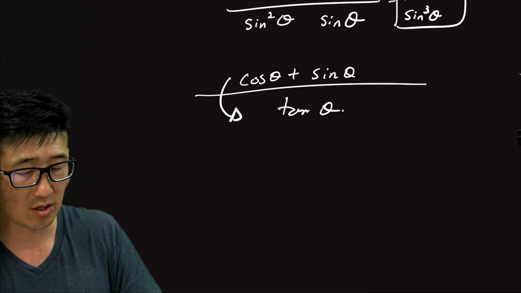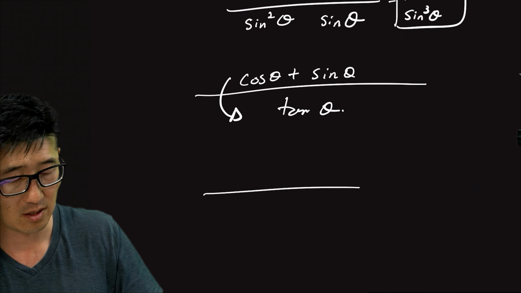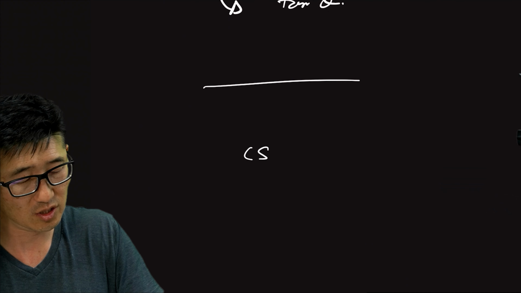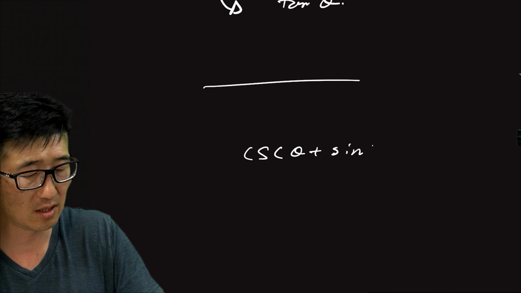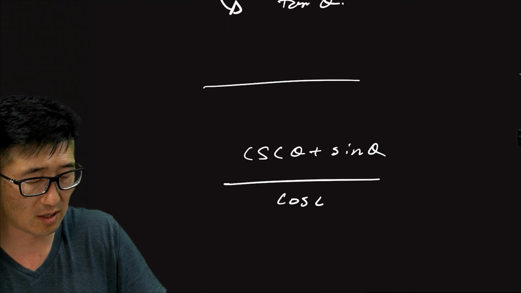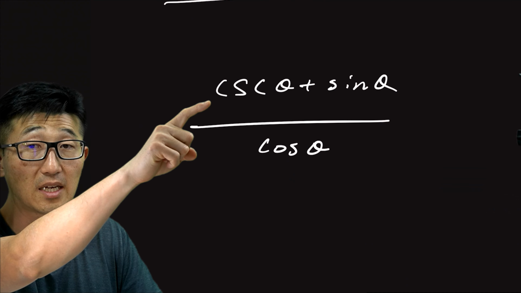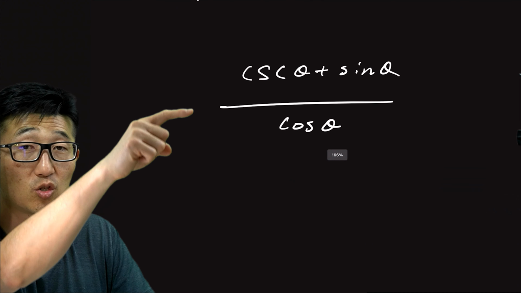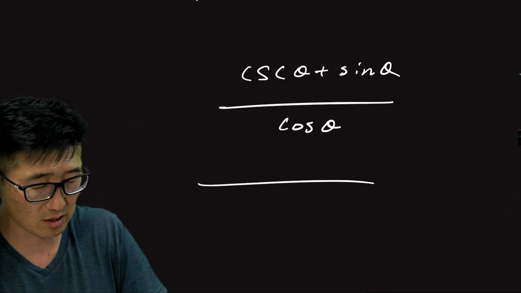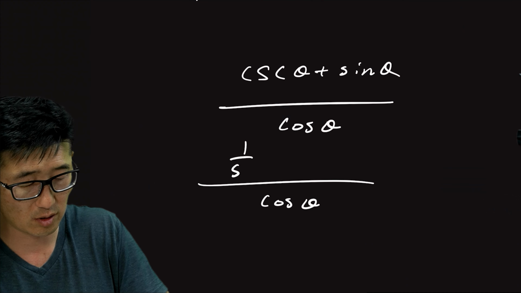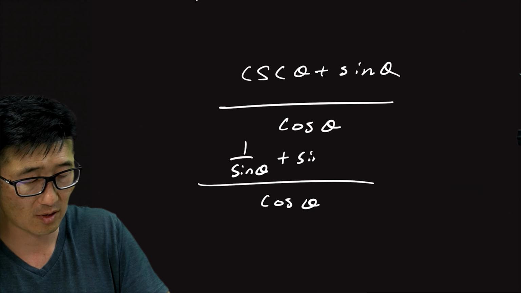Now, if you have a situation like this, cosecant theta plus sine theta all over cosine theta, and you're thinking, well, can I turn this into 1 over sine theta? Yes, but you cannot bring it to the bottom. You can go like this. It stays on top. You see it?